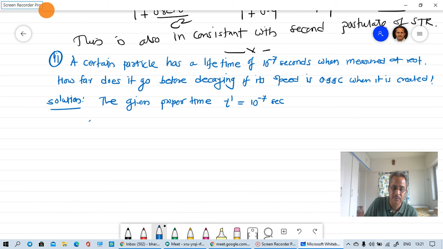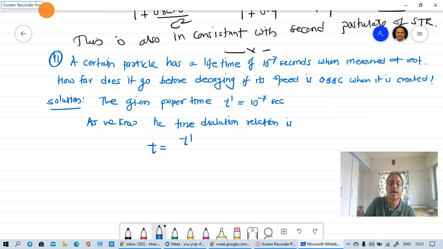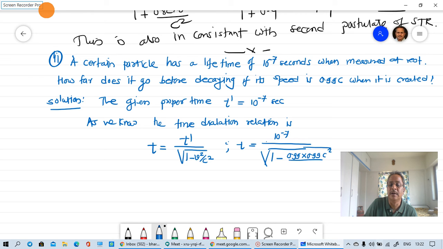Okay, and as we know, the time dilation relation is given by t is equal to t prime divided by square root of 1 minus v square upon c square. Now it's a simple calculation. Just replace the numbers. t prime is 10 raised to minus 7 seconds, v is 0.99 c. Therefore t is equal to 10 raised to minus 7 divided by square root of 1 minus 0.99 into 0.99 c square divided by c square again.